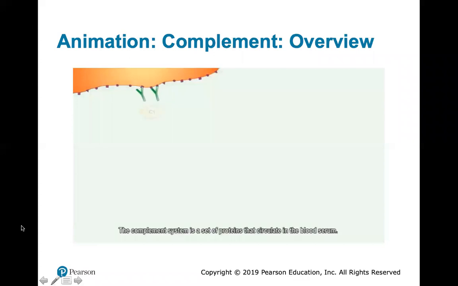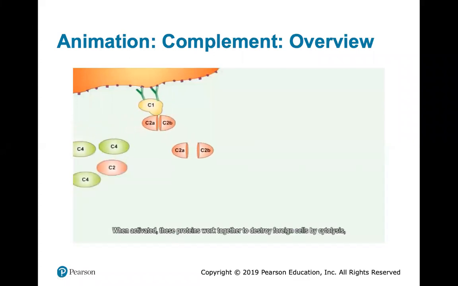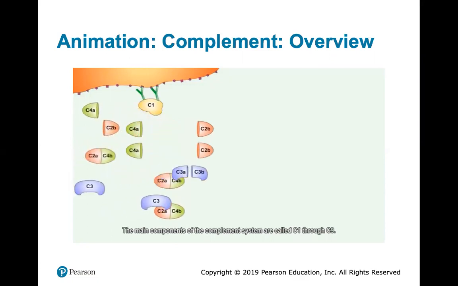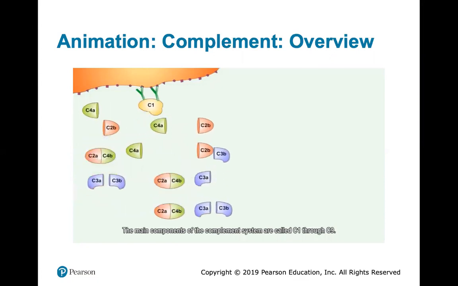The complement system is a set of proteins that circulate in the blood serum. When activated, these proteins work together to destroy foreign cells by cytolysis, to activate the inflammatory response, and to assist in phagocytosis. The main components of the complement system are called C1 through C9.